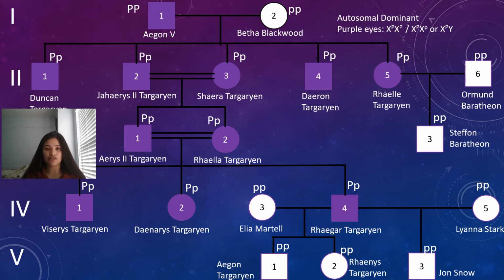With autosomal dominant as a possible mode of inheritance, this actually is a possibility for how these traits are inherited. So if you assume that Aegon V is homozygous dominant and Betha Blackwood is homozygous recessive, this could be a possible way because that just means there are carriers all the way down the line of the family tree. So this actually could work.